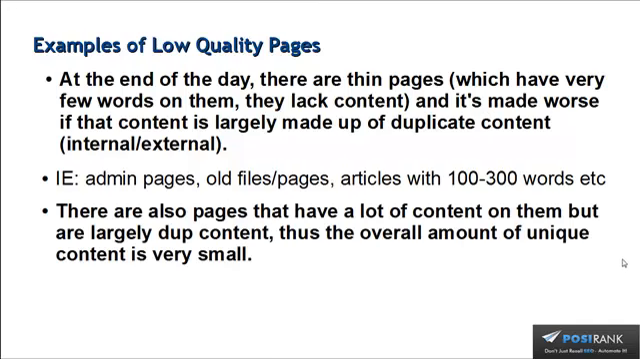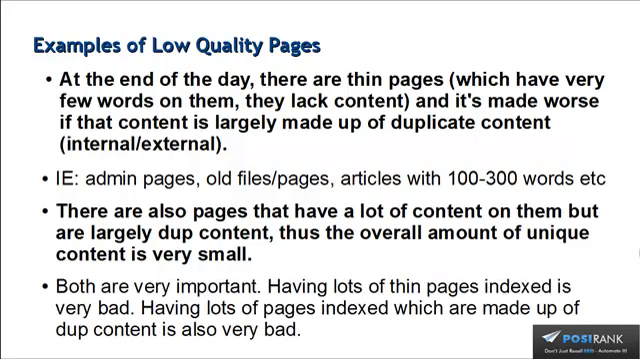There are also pages that have a lot of content on them, but they're largely duplicate content, like a category page might be. Thus, the overall amount of unique content is really small. Right? That's no good. Both are really important. Having lots of thin pages indexed is very bad. Having lots of pages indexed which are made up of duplicate content is also very bad.